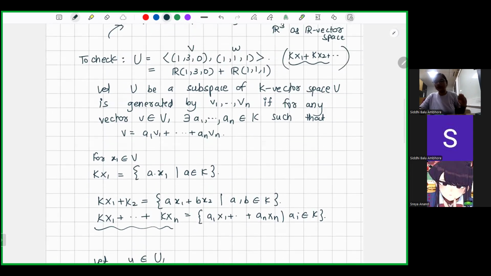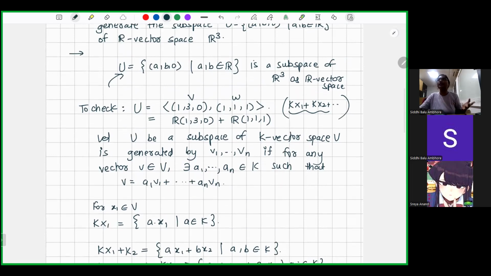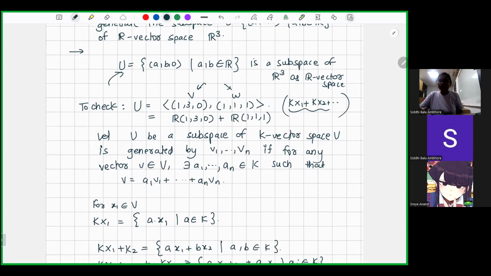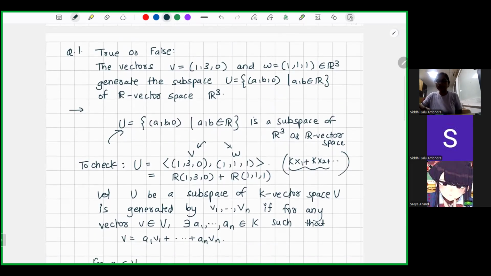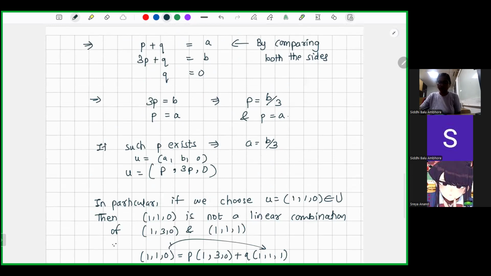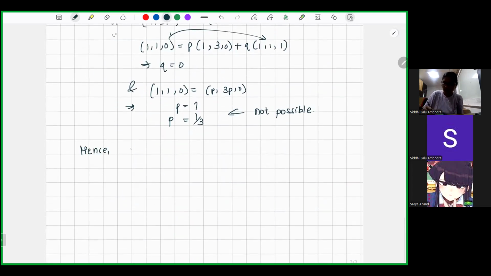So we have a particular element from space U which cannot be written as a linear combination of V and W. So we can conclude that this V, which is 130, and W do not generate the subspace U. So this W is not in the space U.